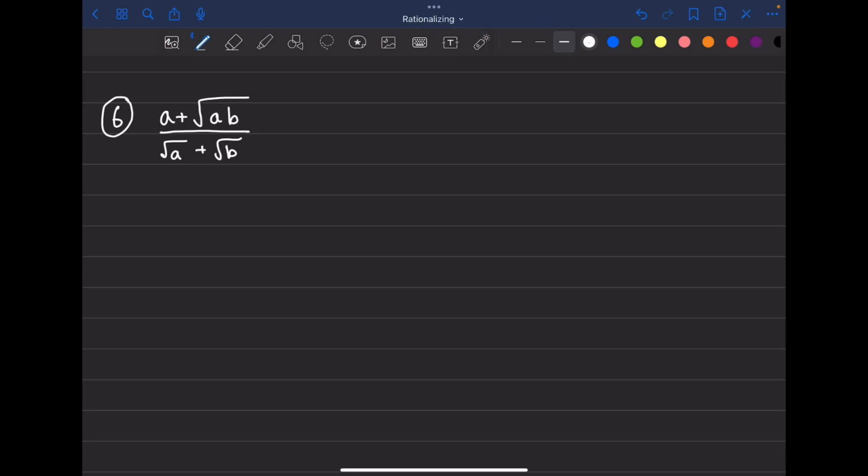So last question. This one is a tiny bit harder than the rest because there are variables and no numbers. But we're going to do the exact same thing. So we're going to multiply this fraction by root a minus root b over root a minus root b. Pretty simple from here. We just have to multiply everything out. So root a times a is equal to a root a. And then a times root b is a root b. But we need a negative sign because the root b has a negative.